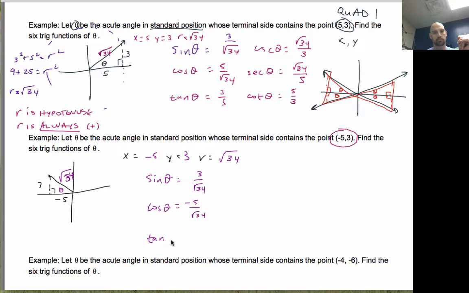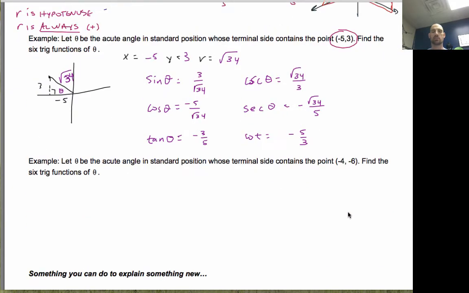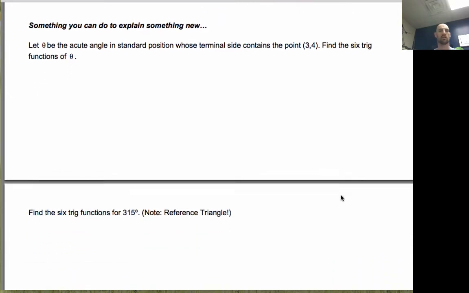My tangent of theta is my opposite over adjacent, so it's going to be -3/5. Now notice, the whole ratio is negative. The 3 isn't negative, but because I'm dividing a positive by a negative, it becomes negative. So my cosecant is still root 34 over 3. My secant is negative root 34 over 5. And my cotangent is equal to -5/3. The same thing happens when I've got two negatives. It's just going to be in the third quadrant. So that's something that we can do.